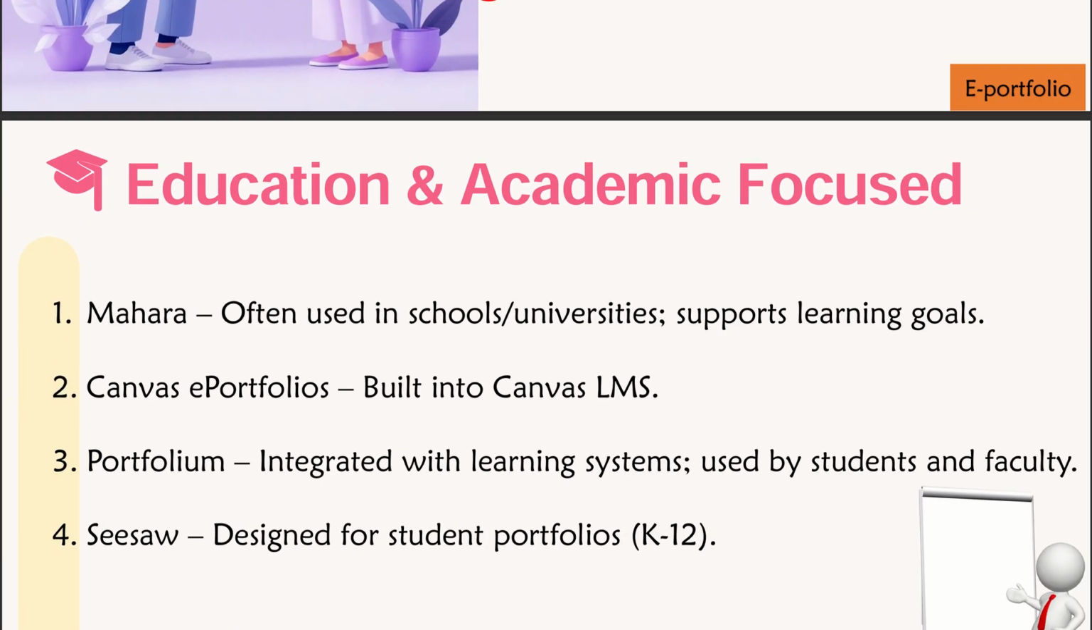And look at academic use. If you want to build an e-portfolio for academic purposes, there are many of them. You can use Mahara, which I think is for universities. You can use Canvas also, which is built into what you call LMS, that is learning management systems. You can also use Portfolio, which is integrated for students and faculty. We have Padlet, Mentimeter, and Gamma. Those are good platforms you can use for education and academic purposes.